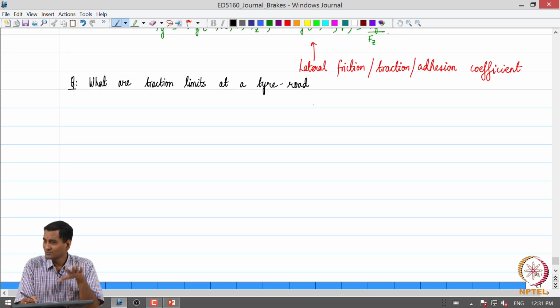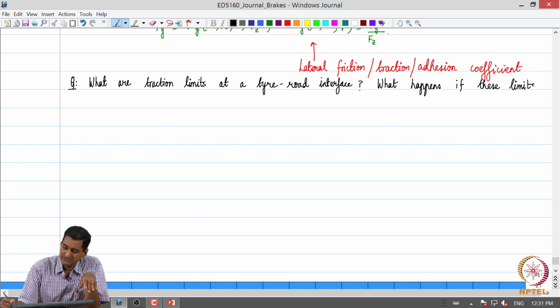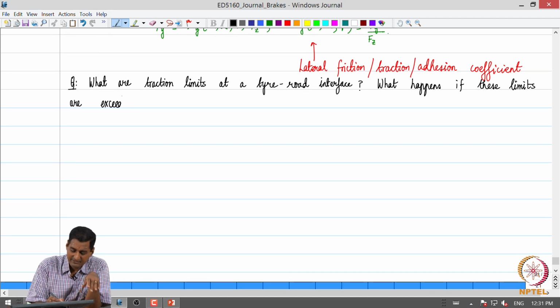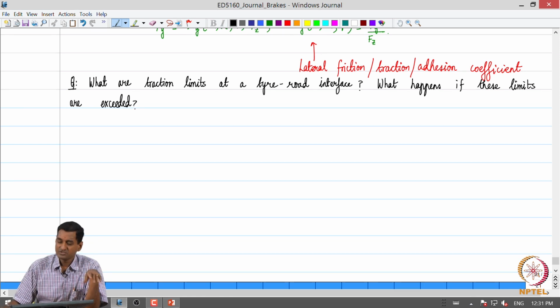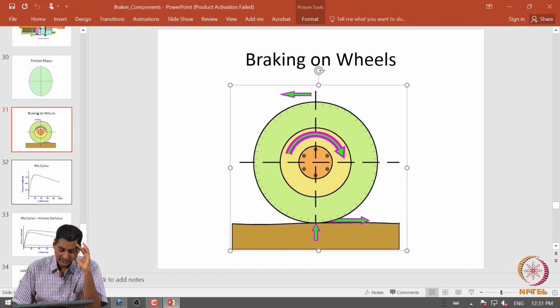We are not going to come to that topic in this course, but we are only going to learn what happens if we exceed those limits. So, what happens if these limits are exceeded? Those are the two important questions that we would now look at. To answer this, we will look at what is called a friction ellipse.